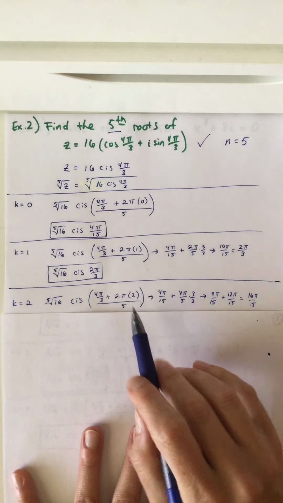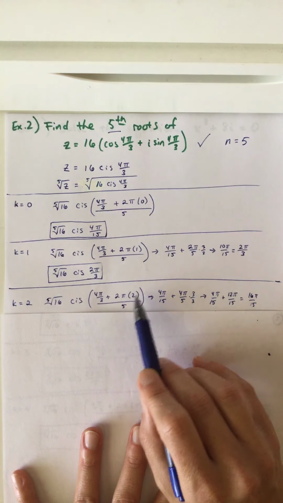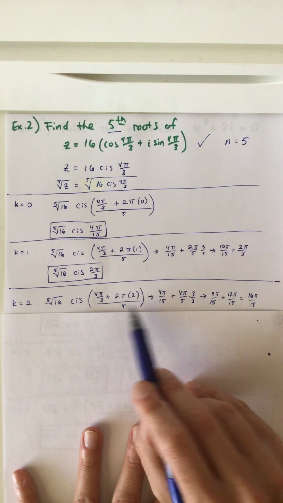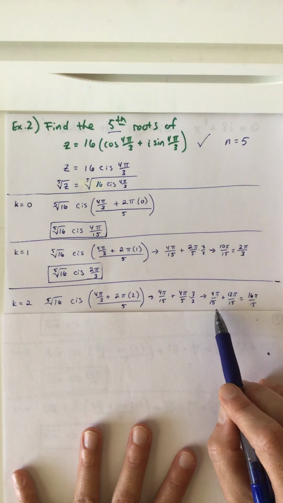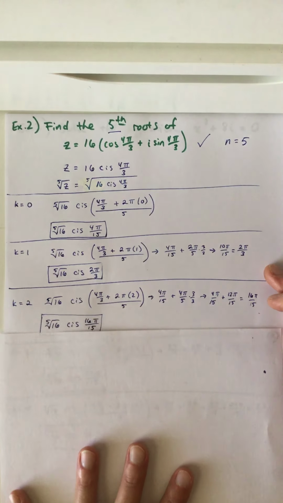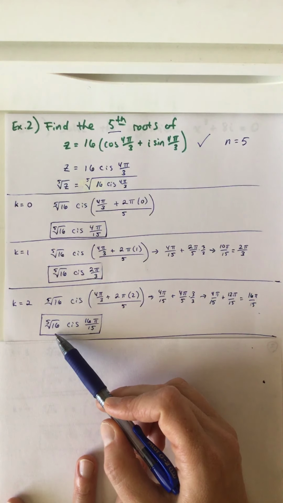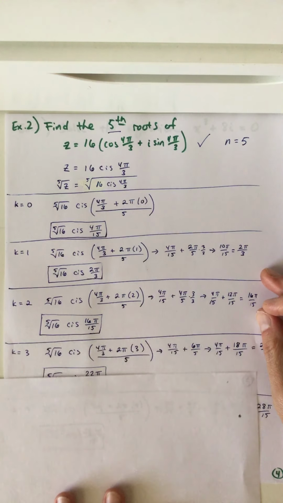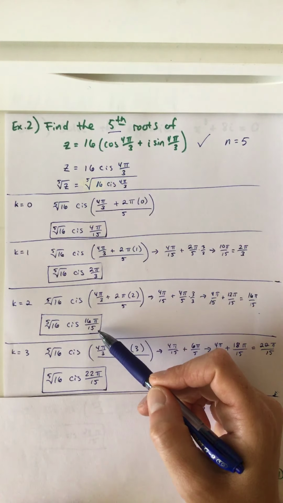If k equals 2, we plug 2 here. 2 times 2 is 4. So we've got 4 pi over 15 plus 4 pi over 5. We've got to simplify fractions, add them together, and you should get 16 pi over 15. So we've got the 5th root of 16 cis 16 pi over 15.